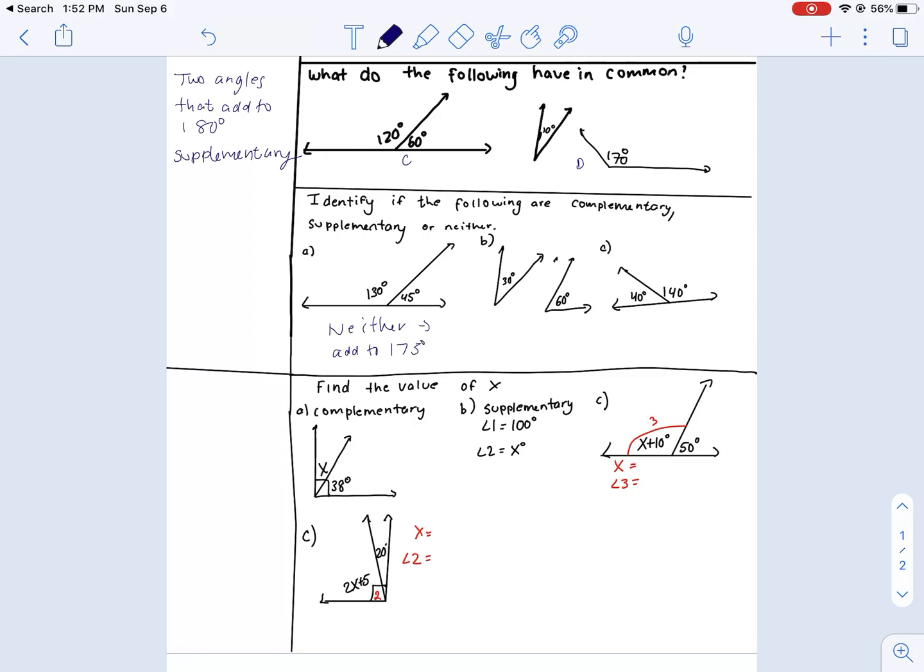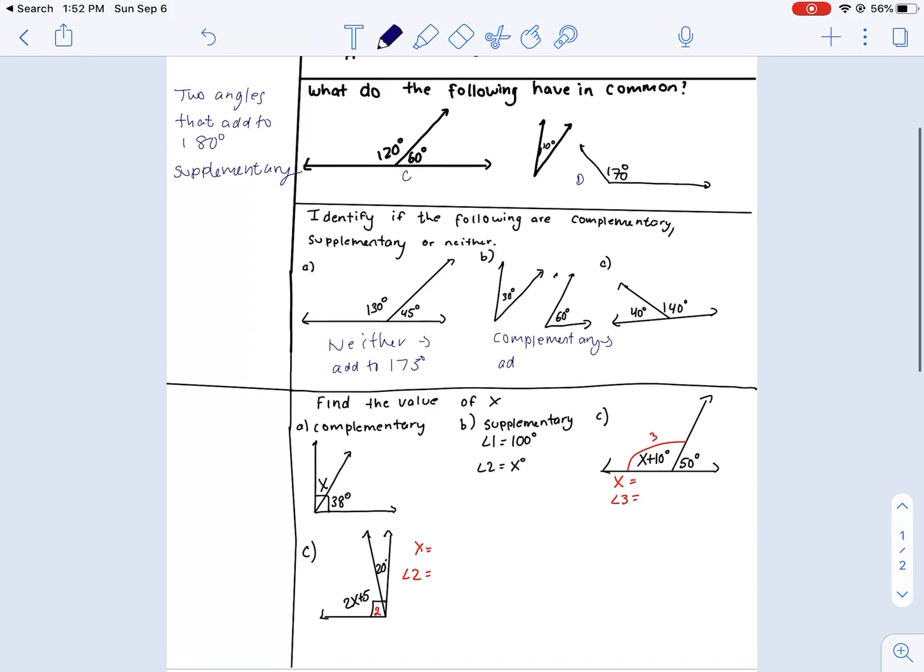Okay, how about B? Complementary. How do you know that? Well, they add to 90. We always want to justify our reasoning. How about C? Okay, so they add to 180, which means they are supplementary angles. So supplementary adds to 180, complementary adds to 90. Does it matter if they're next to each other? Nope.